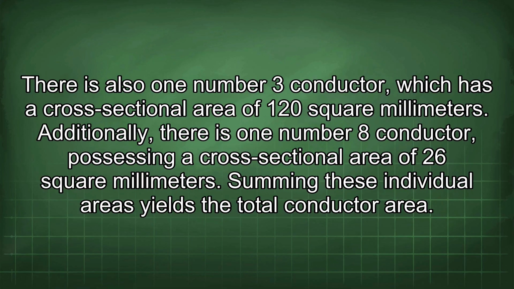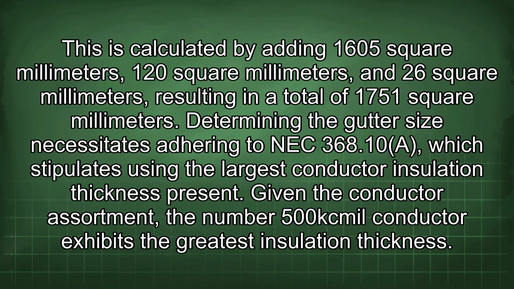Summing these individual areas yields the total conductor area. This is calculated by adding 1605 square millimeters, 120 square millimeters, and 26 square millimeters, resulting in a total of 1751 square millimeters. Determining the gutter size necessitates adhering to NEC 368.10a, which stipulates using the largest conductor insulation thickness present.